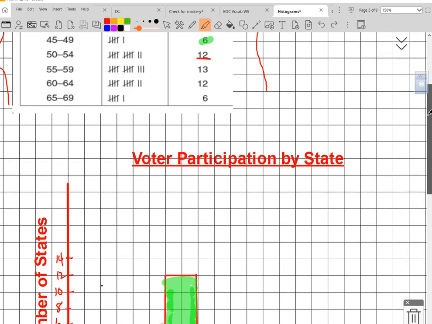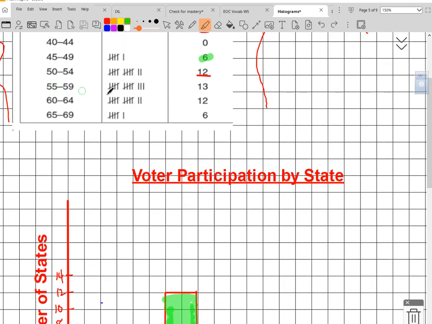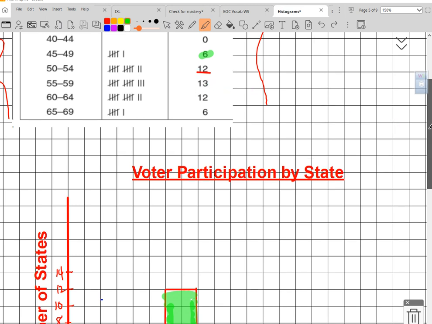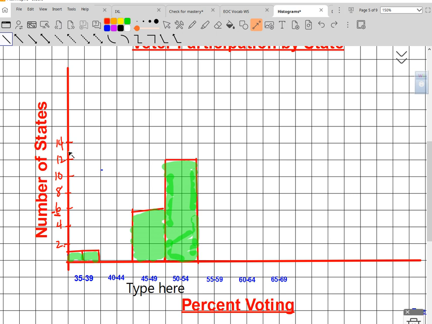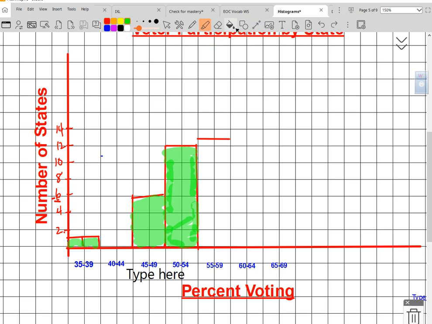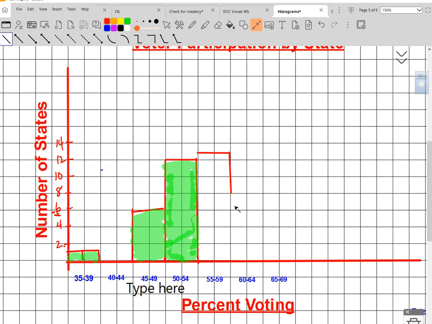Allergies get me. The next group, 55 to 59, is at 13. So since we did ours in increments of 2, 13 is going to be right smack dab in the middle of 12 and 14. So my bar is going to go up to there. Right? Doesn't have to be exact. It's pretty obvious that's approximately in the middle. So I'm going to create my new bar, and then I'm going to color it in.